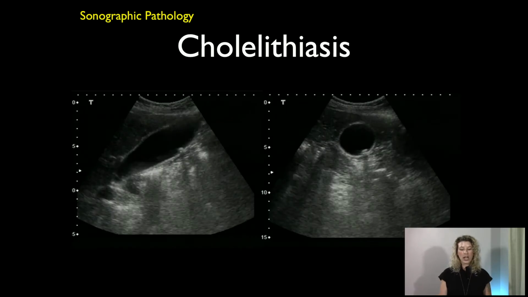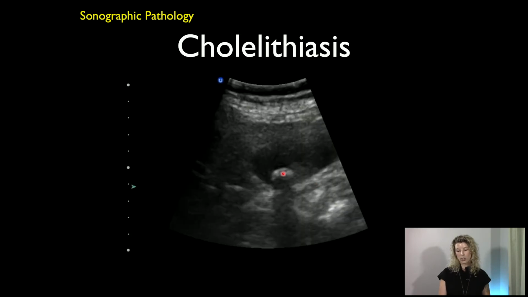So these are really tiny, tiny little stones. There's one right here, and then in the transverse view, it's over here. You can see that there's a dark shadow coming out from behind it, and those are the clean shadows that we see. Here's a much larger gallstone with the shadow behind it.